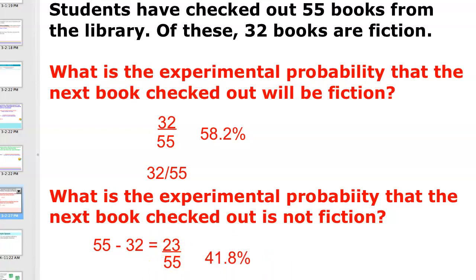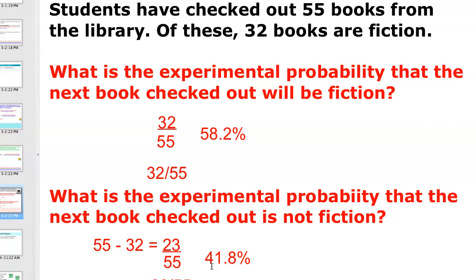And again, I can write this as 23 divided by 55, right? This is still a fraction. So either way, it might ask you to write it as a fraction. It might ask you to write it as a percent. Okay? So experimental probability, it's just like what you were doing yesterday. The only difference is you're actually experimenting. So they're actually selecting books from the library. Or you're actually trying to throw a ball into a hoop.